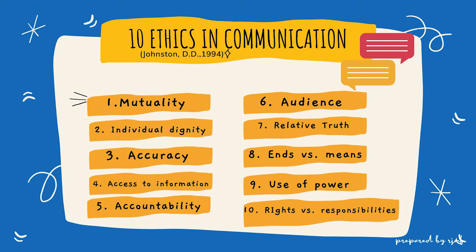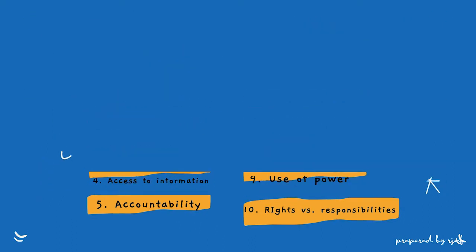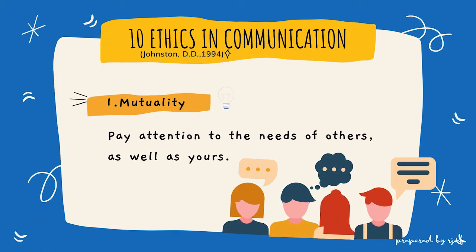Johnston in 1994 enumerated 10 ethics in communication. These are the following. We will have a discussion on each of the ethics enumerated. The first is mutuality. You have to pay attention to the needs of others, as well as yours. Always take note that you have to be mutual and consider other people when it comes to communicating with them.